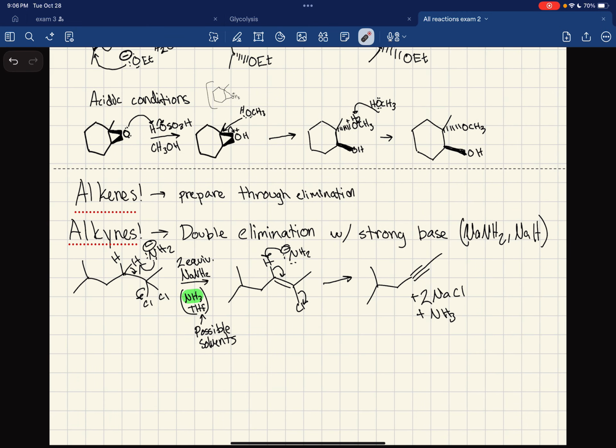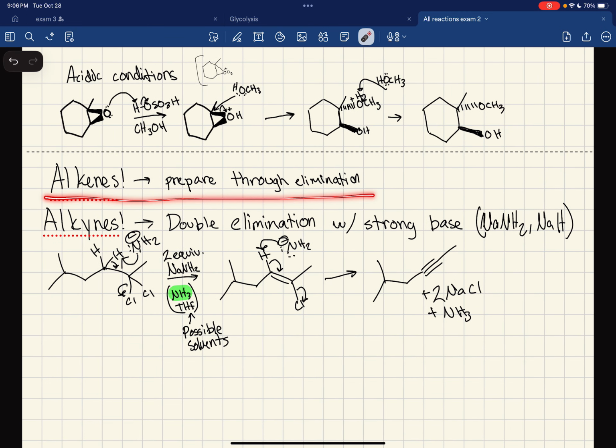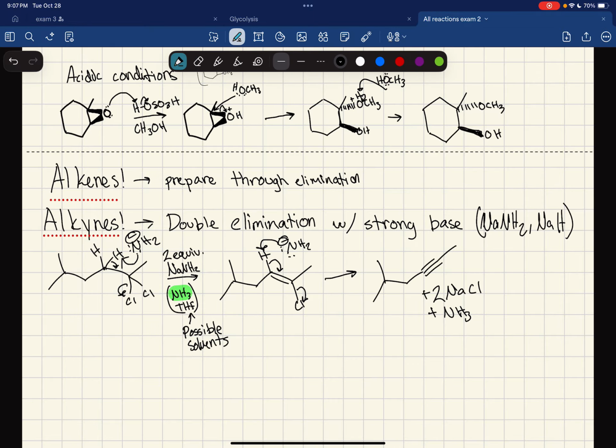Alkenes. Prepare through elimination. Enough said. Alkynes. It's double elimination. You just need a strong base, and you can use NaNH2 or NaH. These both dissociate to NH2 minus, Na plus, and Na plus, H minus.